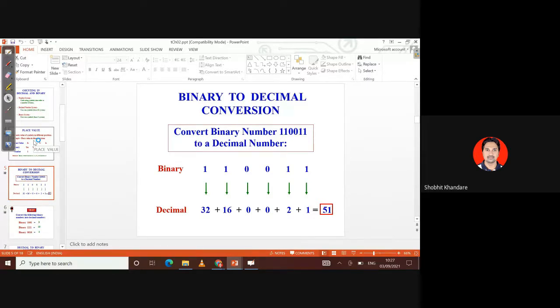So please write down in your register. I already asked you to have a register with you during my class. Whenever required, I will ask you to write down something. Okay. Now you can write down number system conversion. We will go one by one, step by step. Write down the heading as number system conversion.